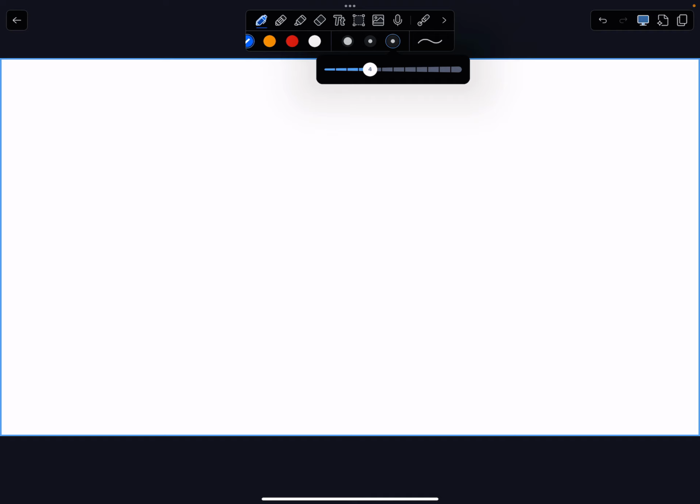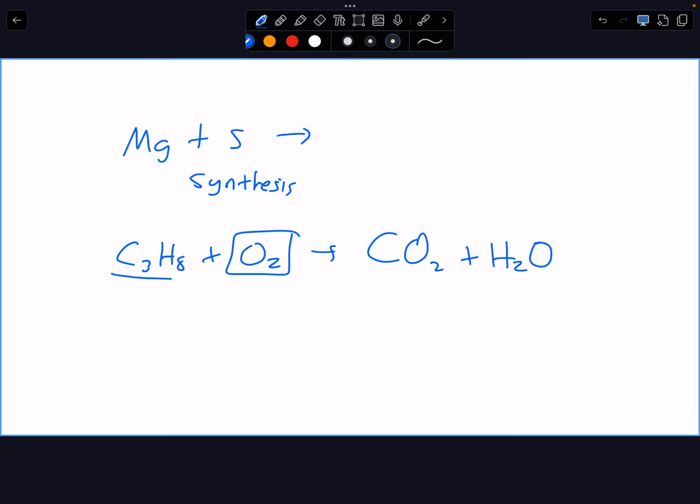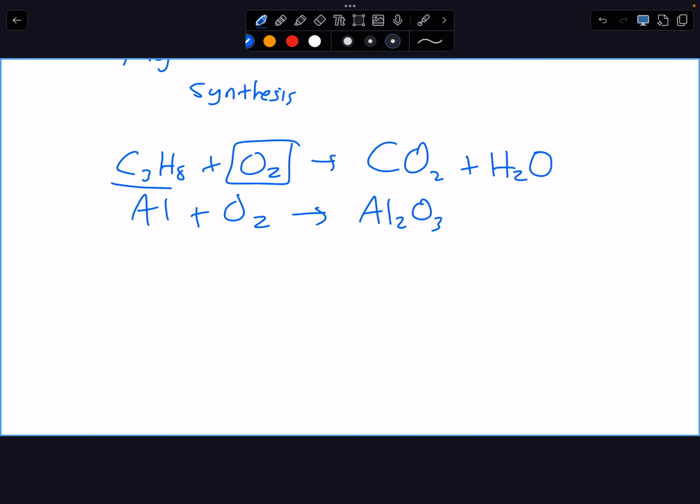I posted a document on Schoology that has literally all the reactions summarized. You have to study it. It's not in the group chat, it's on Schoology. So you just have to remember. If I have two elements, that's synthesis. Easy. If I have anything reacting with oxygen, that's combustion. And this is a hydrocarbon, so it's CO2 and H2O. If it was just a normal element reacting with oxygen, that's just crossing the charges. Okay? If I have decomposition, I have 4 types.